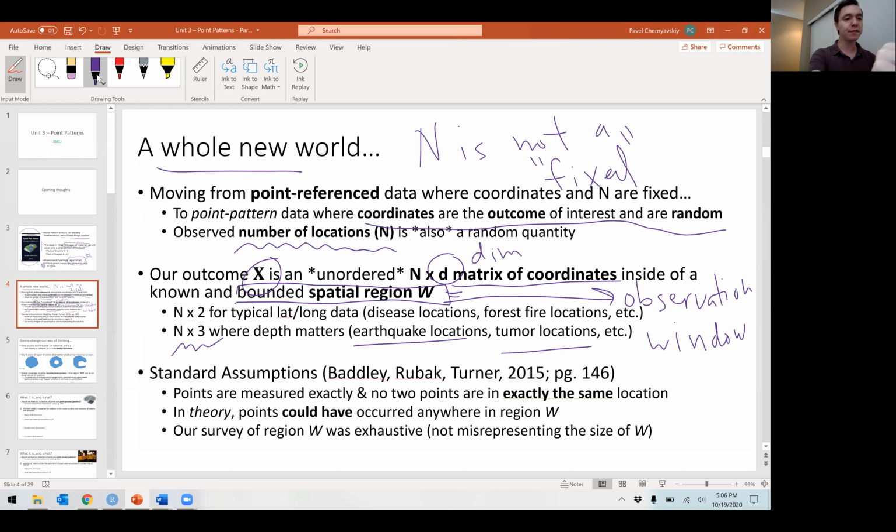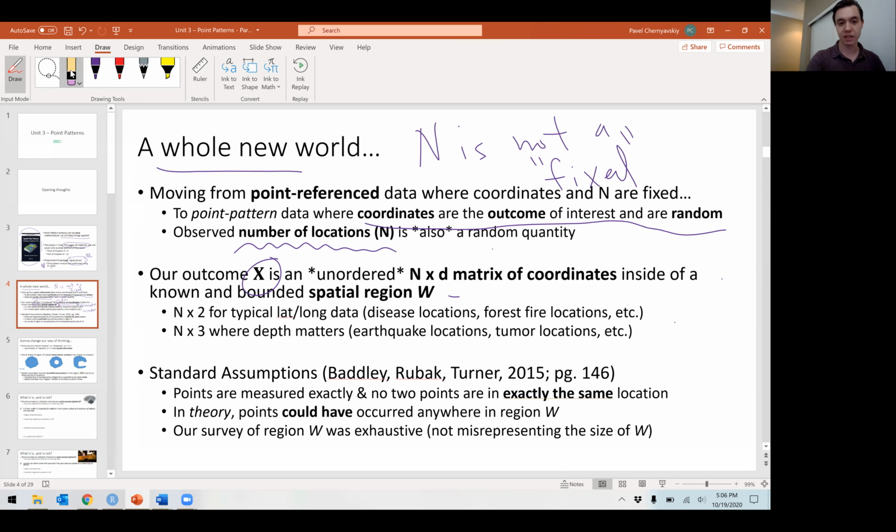All right, it's worth it for us to take a look at what the authors of the book call the typical assumptions. Typical assumptions.